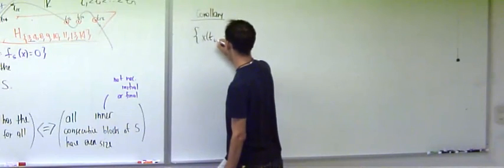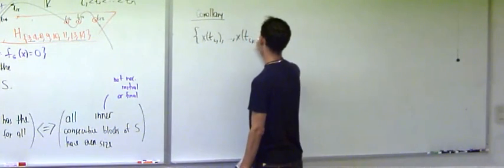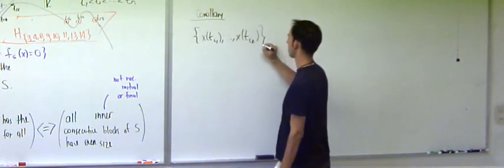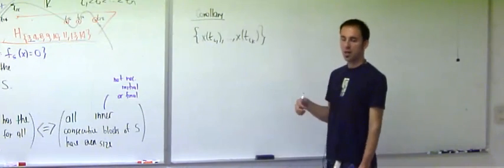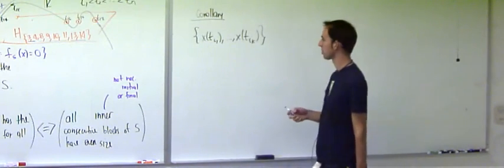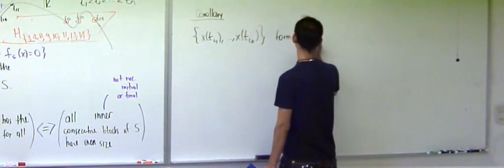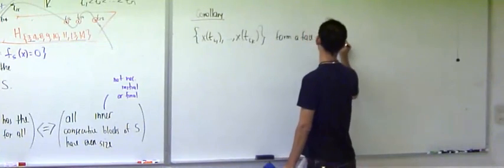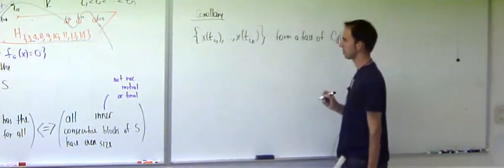Let me call them x sub t sub i1 up to x sub t sub ik. Okay, so just some subset of the points, and you want to know if they form a face. Form a face of the cyclic polytope like this.